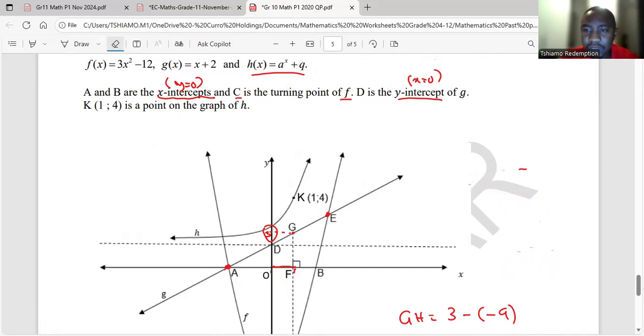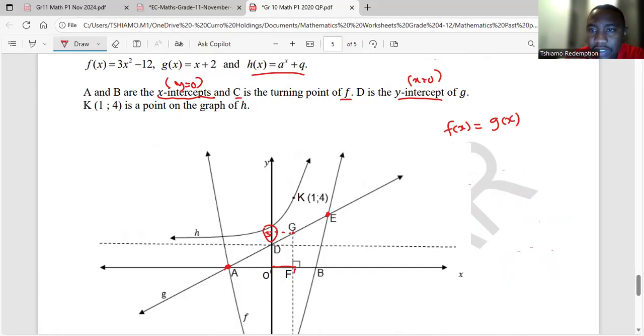Okay, almost done. First one is going to be f of x equals g of x. This is how we start with point of intersection. At that point, the two graphs are the same. So let's substitute now. f of x is 3x squared minus 12 equals x plus 2.